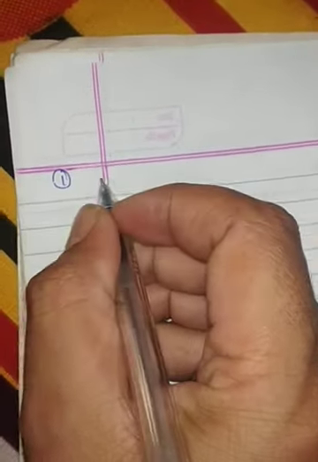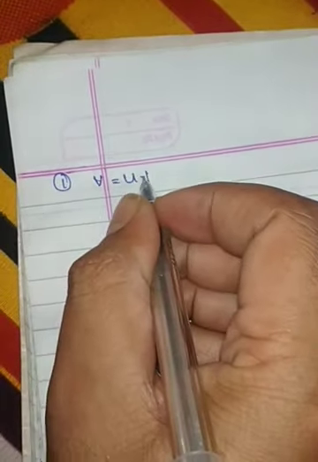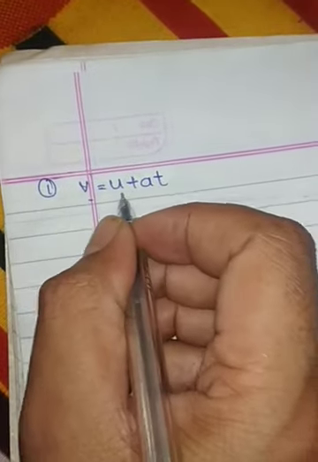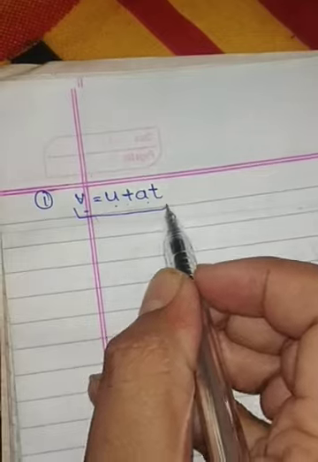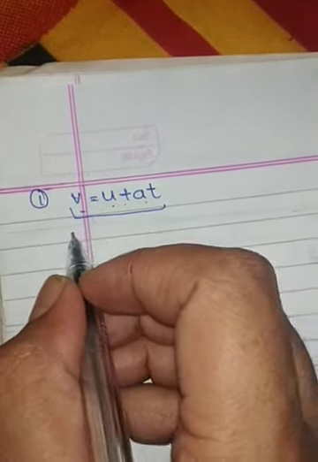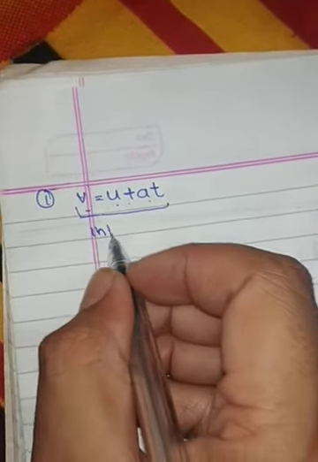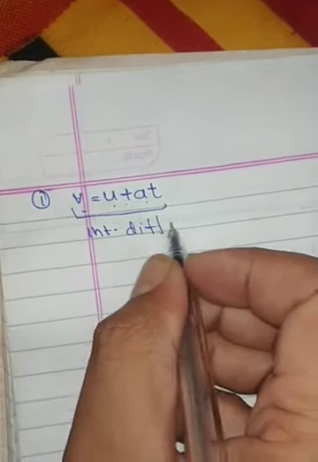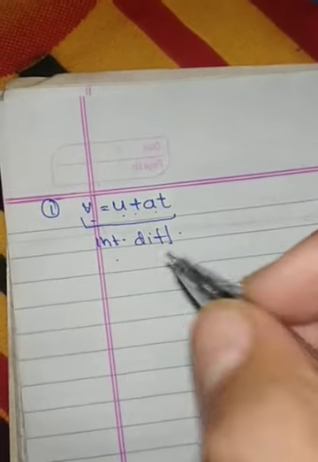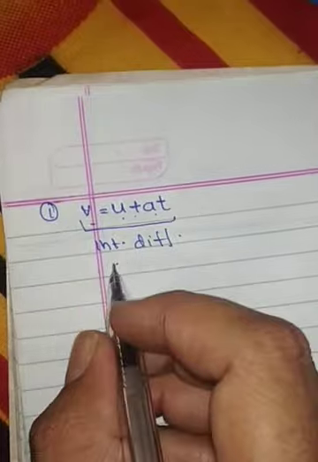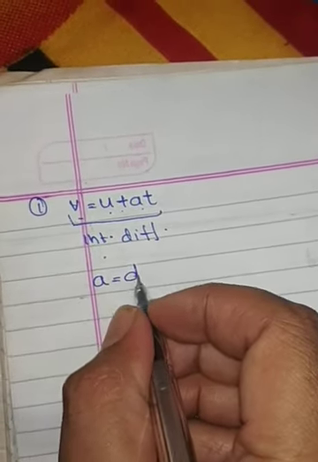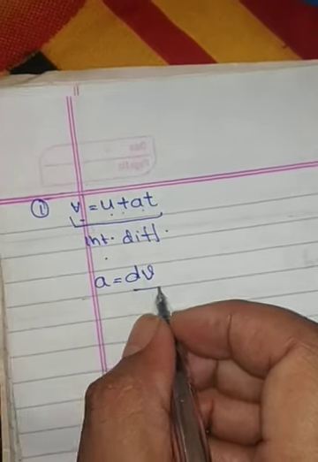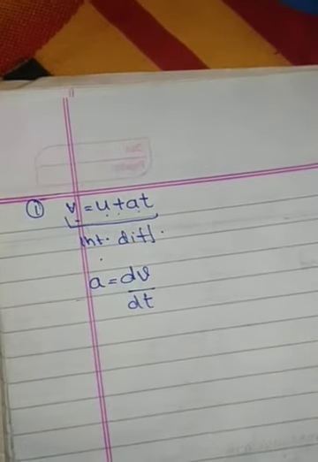Okay. For getting the first equation of motion, we have v is equal to u plus at. So for deriving this equation, first of all we will take help of a simple method, integration and differentiation. Okay? We will take the second relation: acceleration is equal to change in velocity upon change in time.